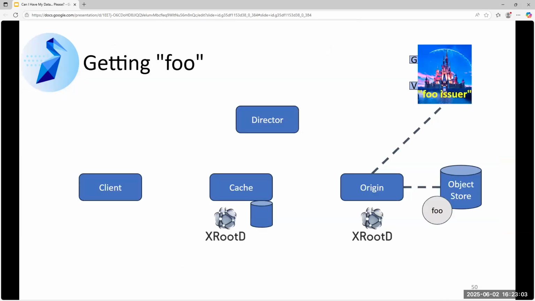All right, so I want to go through an end-to-end example of what this looks like in Pelican.